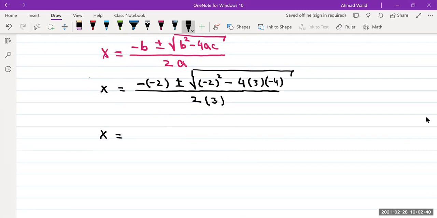x equals negative, negative 2, double negative becomes positive. It means 2 plus minus the square root of b squared, negative 2 squared. Negative 2 squared gives you positive 4. Negative times negative gives you positive. 4 times 3 is 12. 12 times 4 is 48.